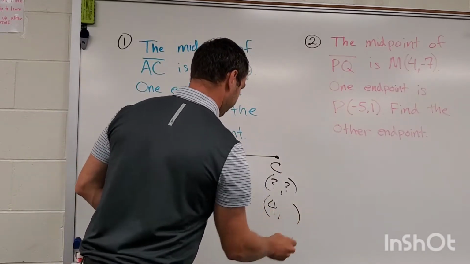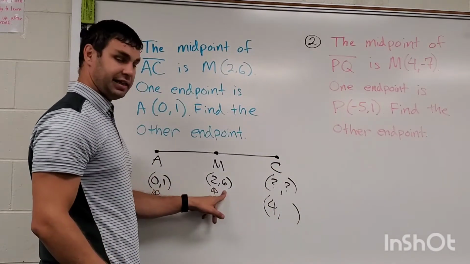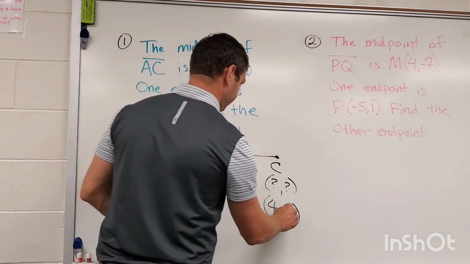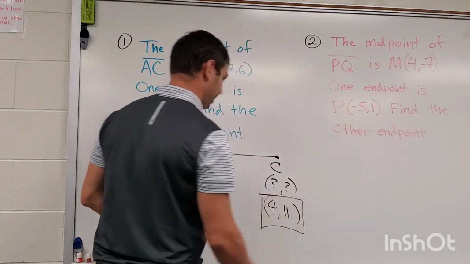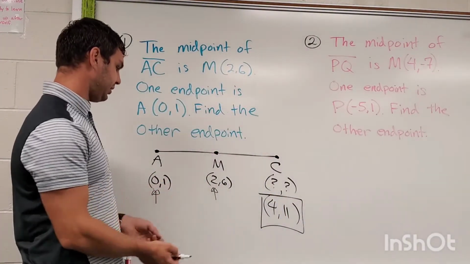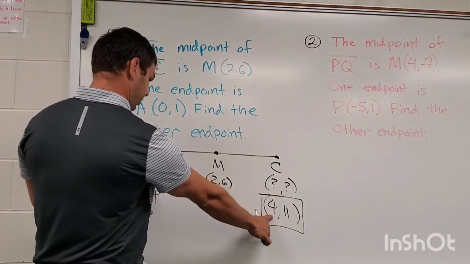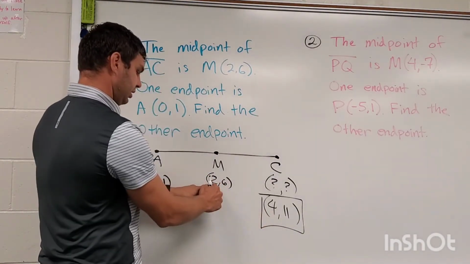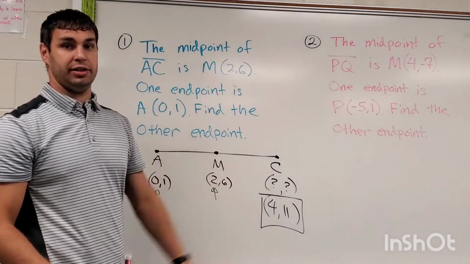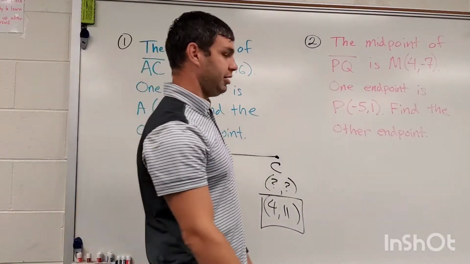And then same thing for the Y's. To go from 1 to 6, I added 5. If I add 5 more to 6, I get 11. And so my other endpoint is the point (4, 11). Always double check that your answer makes sense. My two endpoints, 0 and 4 for the X values, 2 is in between. 1 and 11, 6 is in between. So I know I'm definitely on the right track and probably right.